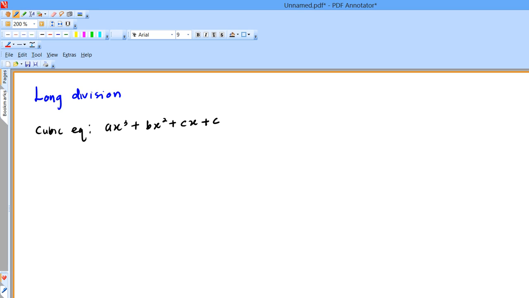For example, if we have the cubic equation x cubed plus 2x squared plus 5, we need to add the missing term, so it becomes x cubed plus 2x squared plus 0x plus 5. Okay, now let's move to the first example.